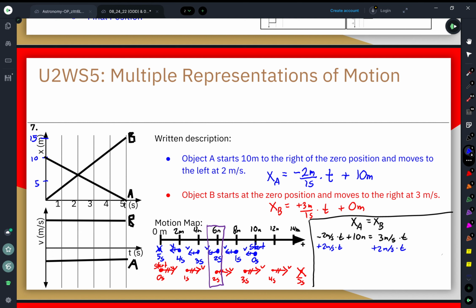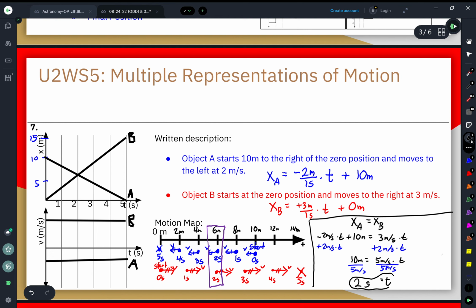So that way I get my like variables on the same side. The way that's going to end up looking is 10 meters is equal to 5 meters per second times the time. To get time by itself, I'm going to divide both sides by that 5 meters per second, which will then give us a time that is equal to 10 divided by 5, 2. And our units, meters divided by seconds, would cancel out those units into giving us seconds.